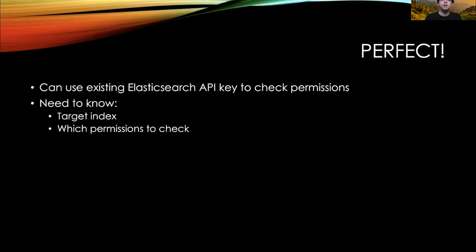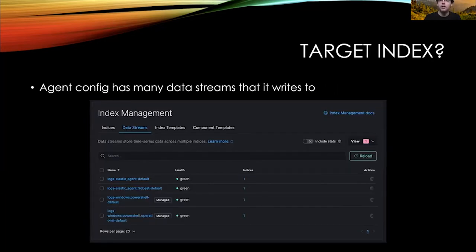So there were two key pieces of information that I needed to utilize this endpoint. First, I need to know an index to check the permissions of, and then I need to know which permissions to check. So the target index was the first thing I set out to identify. In Kibana, since we are coming at this from a security researcher perspective, I can take some shortcuts that make it a little easier for me to figure out what's happening.